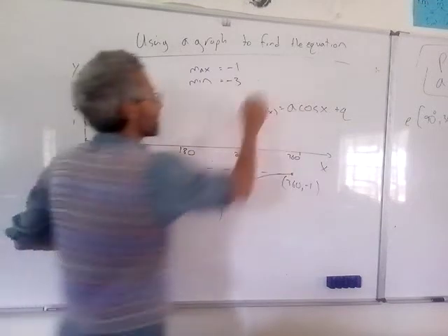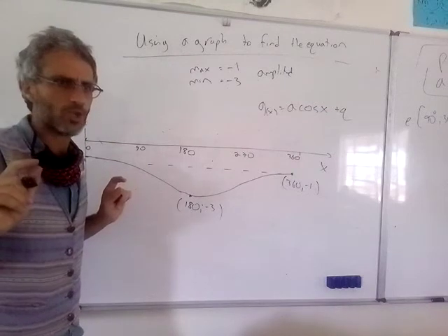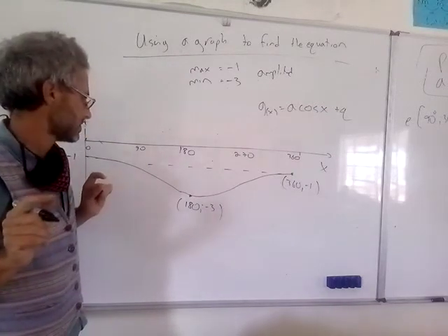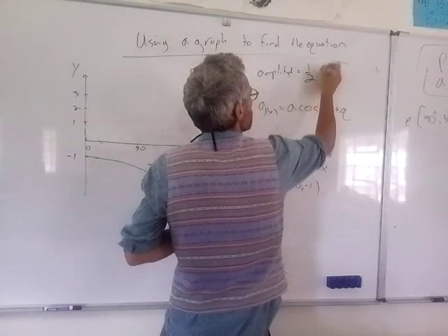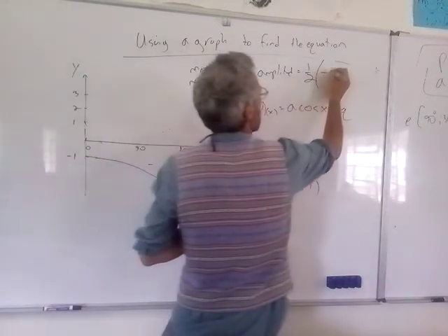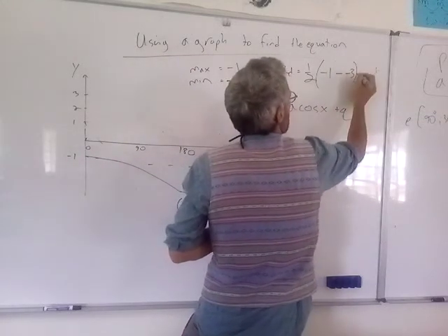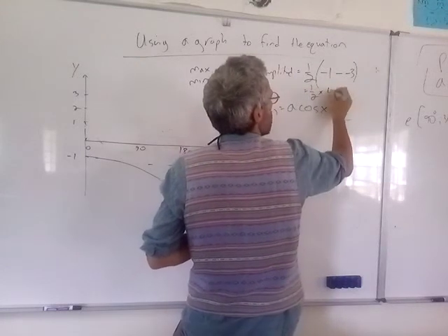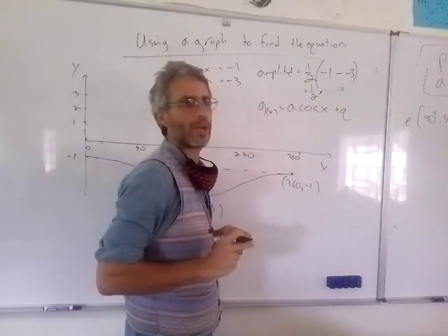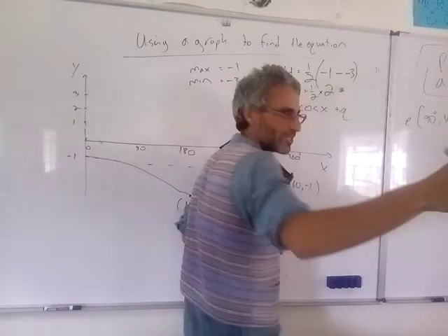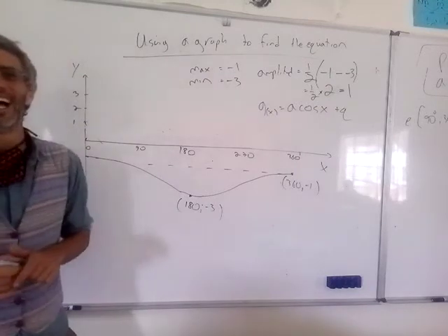Okay. Now let's find out the amplitude. Amplitude is always positive. Is it 2 though? It's half times the maximum. What's the maximum? -1. What's the minimum? -3. So that's half times the difference, which is 2, so the amplitude is 2. Oh, but it is 2.